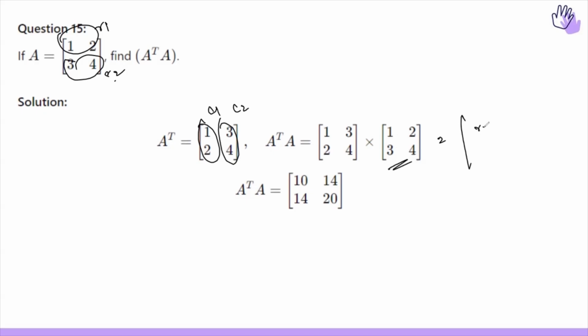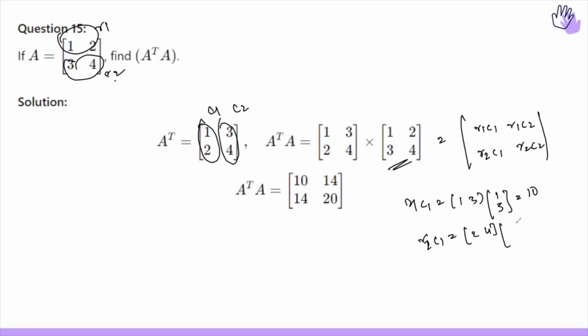So how do you find it? Row 1 C1, row 2 C1, row 1 C2, row 2 C2, right? So this is how you do it. R1 C1 will be equal to 1 3 times 1 3, so that is 10. R2 C1 will be row 2, that is 2 4, times C1, that is 1 3, so that is 14. R1 C2 will be 1 3 times C2, that is 2 4, so that is 2 plus 12, which is 14 again.